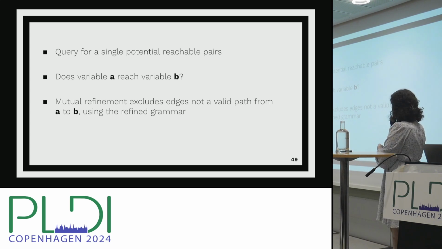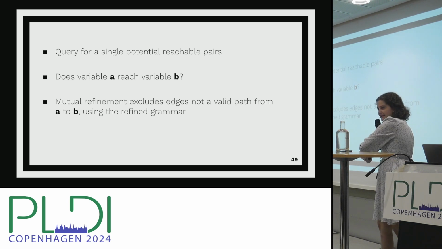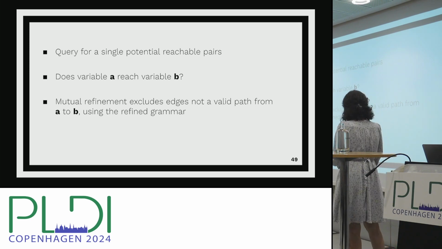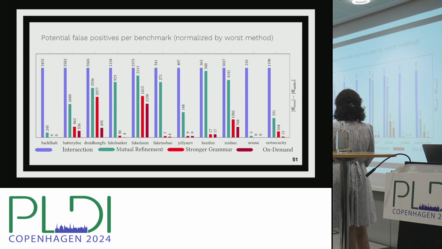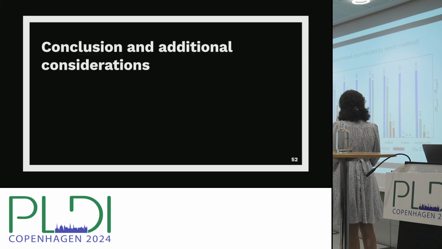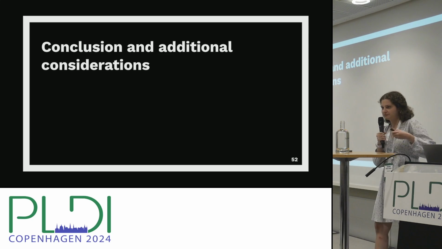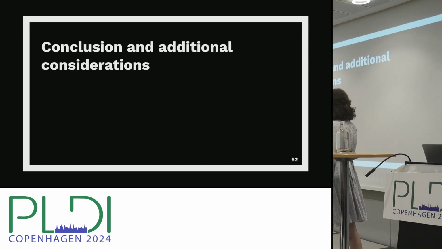And then we use mutual refinement and exclude edges that are not in a path from the exact path that we're asking about. And how does this perform? Well, we can decrease a reasonable amount of more paths here around. So now let's talk about some additional considerations and what do we get from all this.